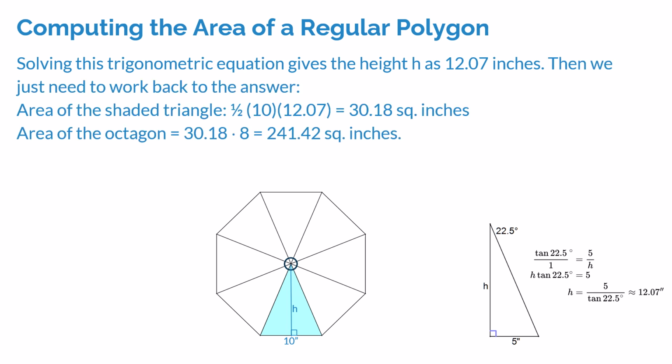Once we know that height, we just need to work our way back to the answer. We get the area of the shaded triangle, which is 1/2 times the base of 10 times the height of 12.07, which gives us 30.18 square inches, and then we multiply that by 8 to give the total area of the octagon.